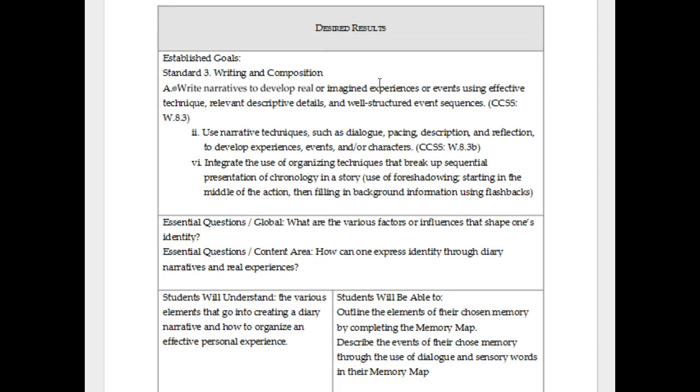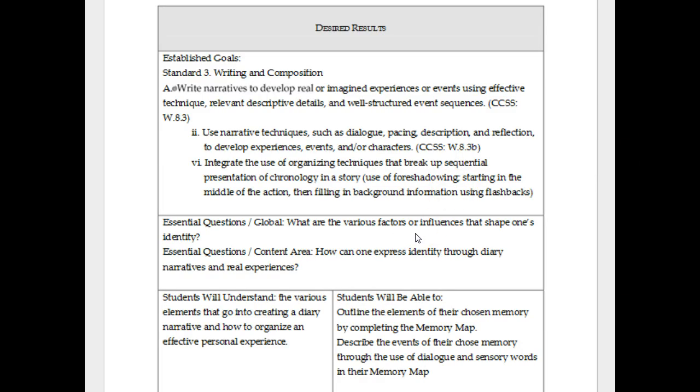So I like the fact that you dug through the standards into the evidence outcomes. So we're going to be looking at a lesson plan that uses narrative techniques to develop experiences and that integrates the use of organizing techniques that break up sequential presentations. So I'm going to be watching for both of those to be addressed in the lesson plan.